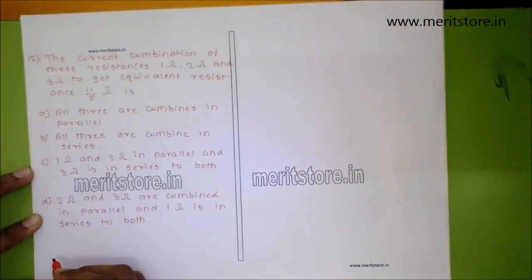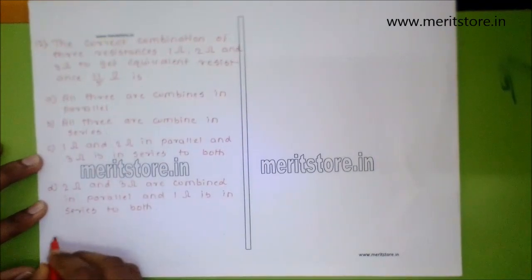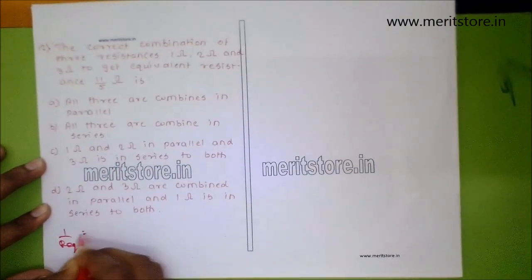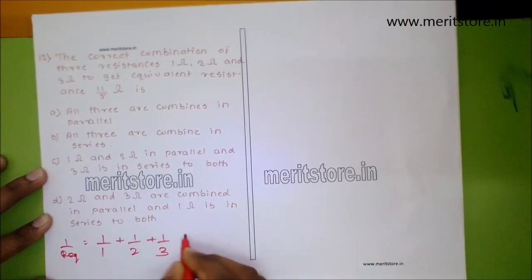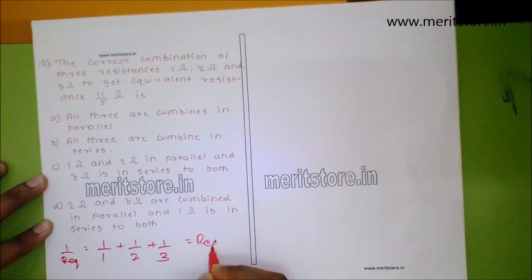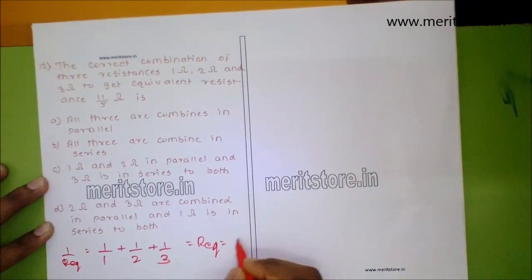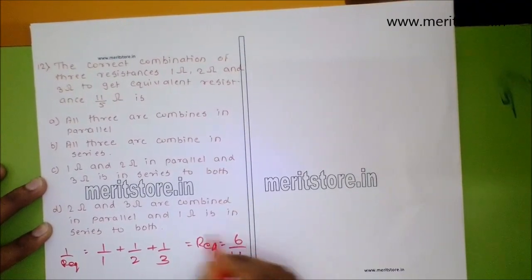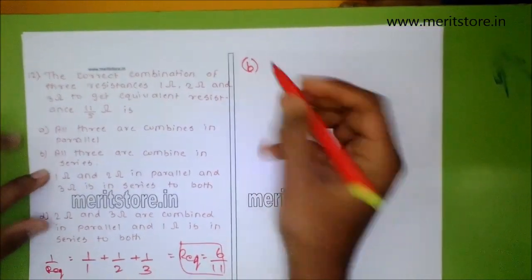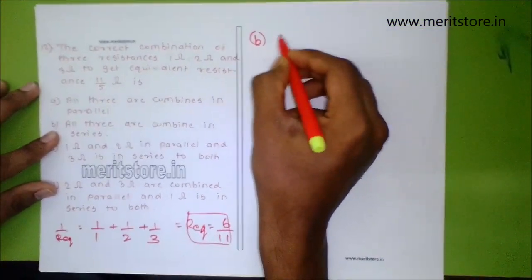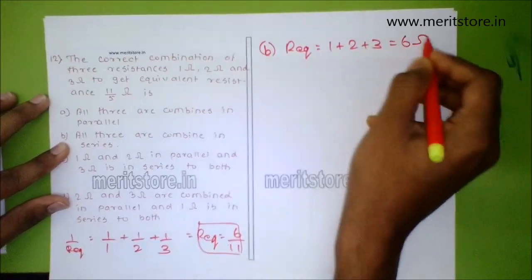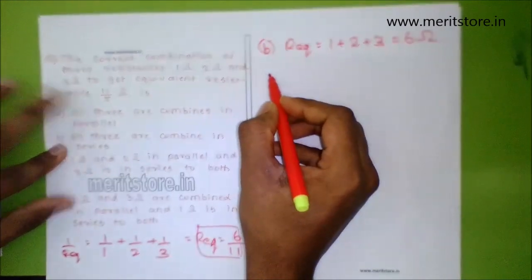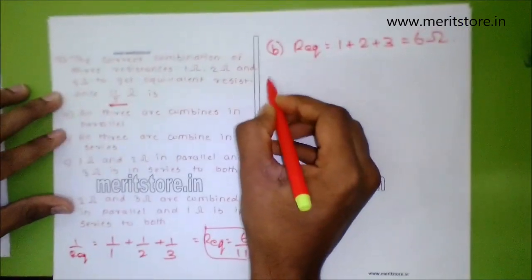In the first option, since all 3 resistances are combined in parallel, the equivalent resistance is 1 upon 1 ohm, plus 1 upon 2 ohm, plus 1 upon 3 ohm. On solving this, we find that R equivalent is 6 upon 11. So this is not the correct answer. For option B, since all 3 are combined in series, the equivalent resistance would be 1 plus 2 plus 3, which is equal to 6 ohms. Since this also doesn't match 11 by 5, it's not the correct answer.